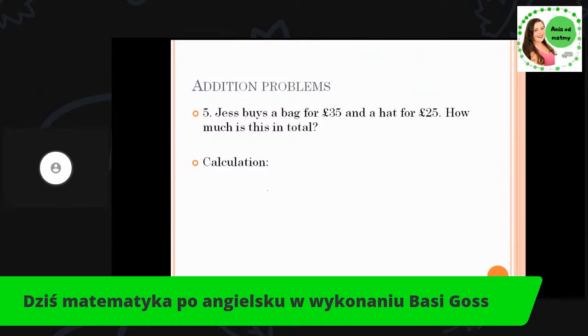From your comments, I can see that you are using the numbers from the question, which are 35 and 25. And now we need to think, what is the word? It's telling us that we can use addition to solve this problem. The word is total.